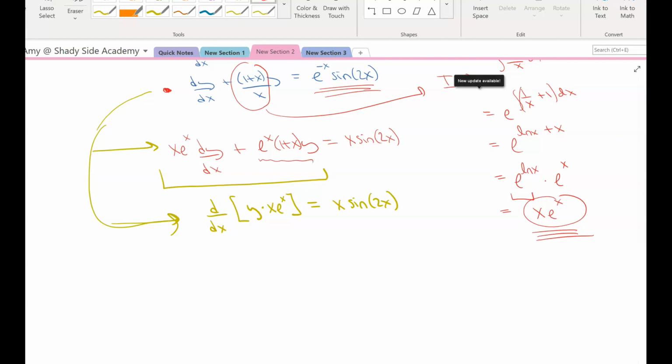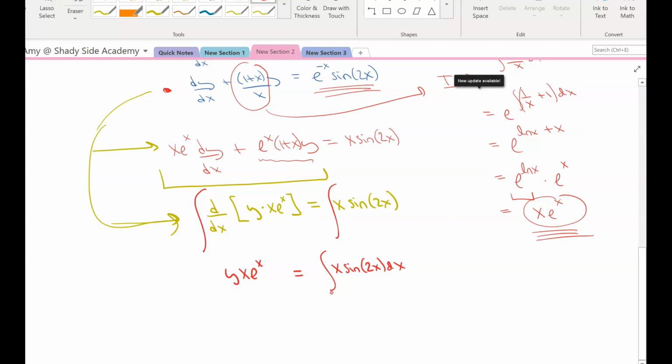Okay? Now, the whole point is to solve the differential equation, right? Solve the diffie-q. And when we're at this step, I can integrate both sides. Left-hand side leaves me with y x e to the x. And now I have to integrate x sine of 2x dx. Okay? Integrating this, everyone, I think it's going to require parts.